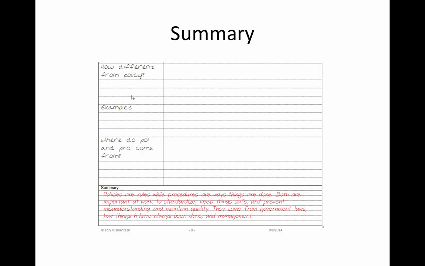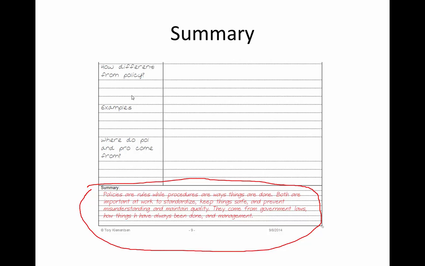So if you look at the bottom of the page, we've got the policies and procedures. So this part we're talking about procedures has a procedure different from a policy, and what are some examples of procedures, and where do policies and procedures come from. So here's my summary. Policies and procedures are the way things are done. Both are important at work to standardize, keep things safe, and prevent misunderstandings and maintain quality. They come from government, laws, how things have, apparently I stuttered there, always been done, and management.